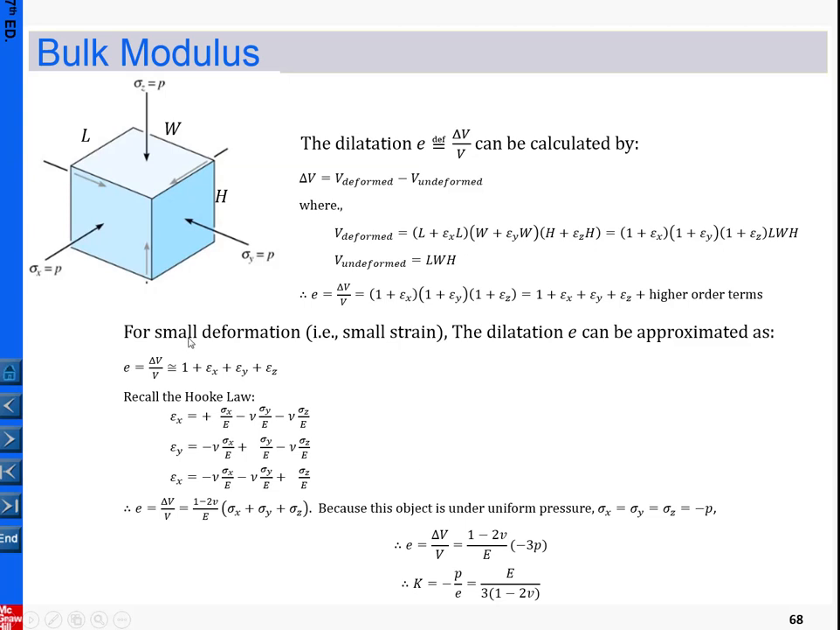In elasticity, and probably from the exercises you have done before, you know the strain can be very small. So we assume that is a small strain and small deformation. So basically the multiplication of small numbers will become even smaller. So here we can approximate the higher order terms as 0. So the whole dilatation basically is simply the linear terms here. Okay, and then from here it becomes very clear. Here it simply is the summation of the three normal strains.